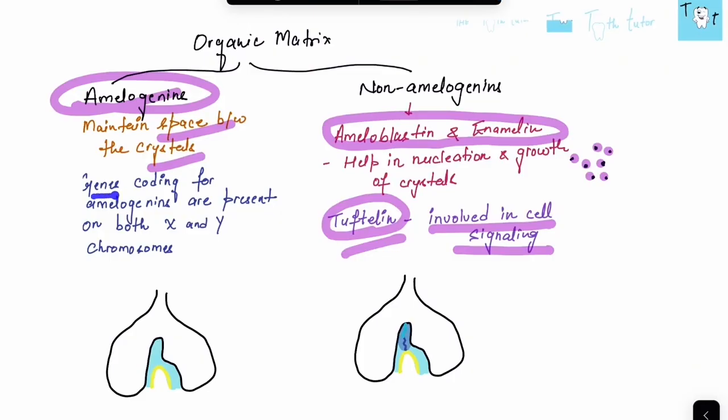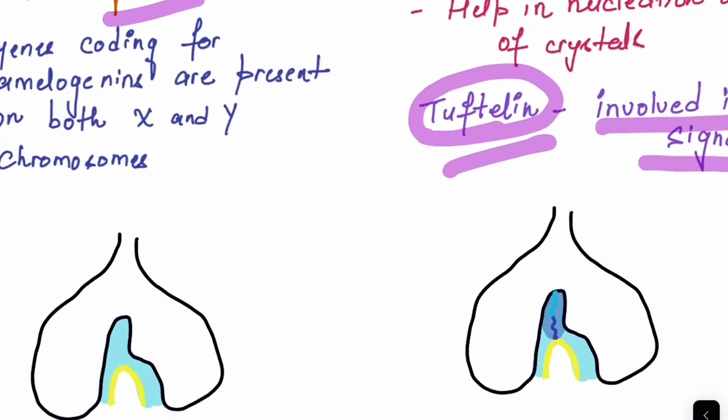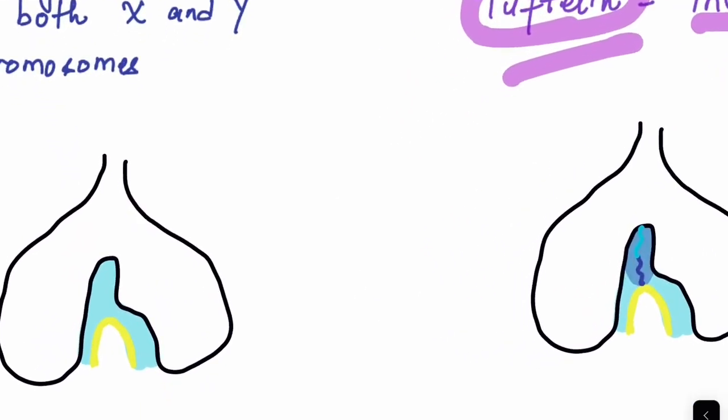Okay, genes coding for the amelogenins are present on both X and Y chromosomes, so it varies between the sexes. The protein sequence varies between the sexes because the genes are present on X and Y chromosomes. And now we'll study mineralization, but before we study mineralization, you have to understand this thing that my entire enamel matrix is formed by now, okay?